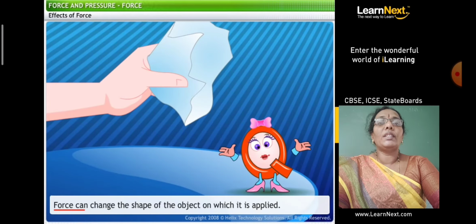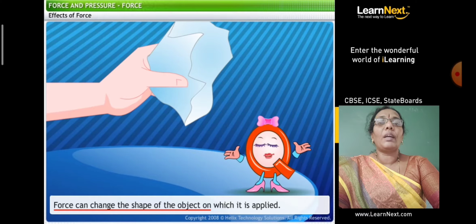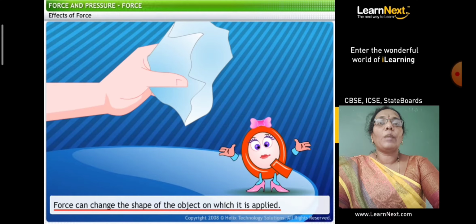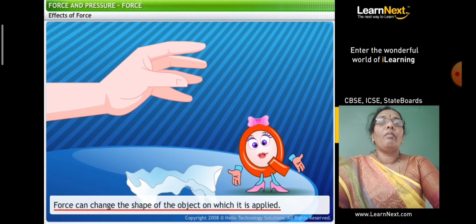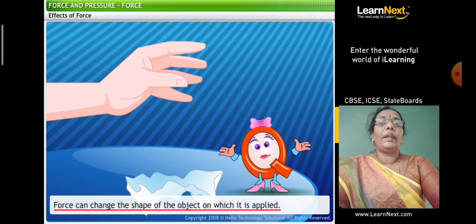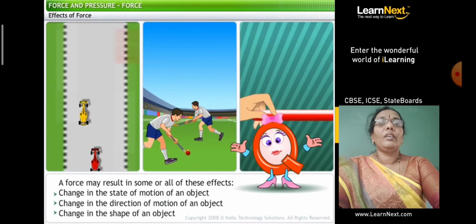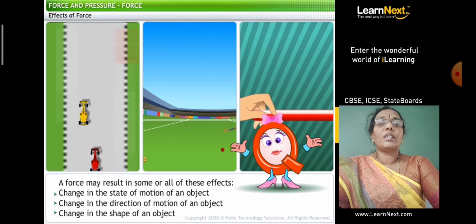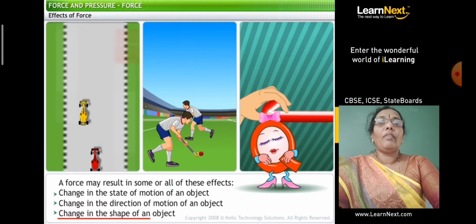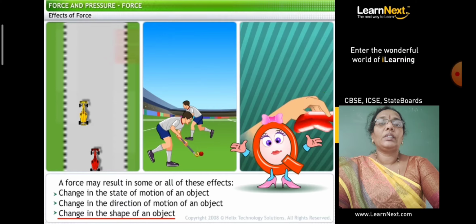Here you can see the paper. When the paper is scrunched, the shape of the paper is also changed. That means force can change the shape of an object on which it is applied. All these situations tell us that change in the state of motion of an object, change in the direction of motion of an object, and change in the shape of an object are all effects of force only.